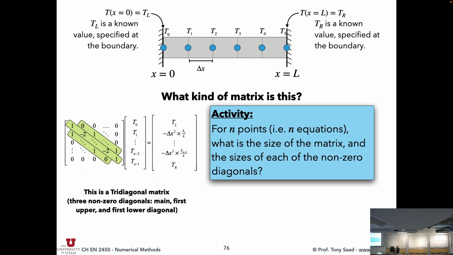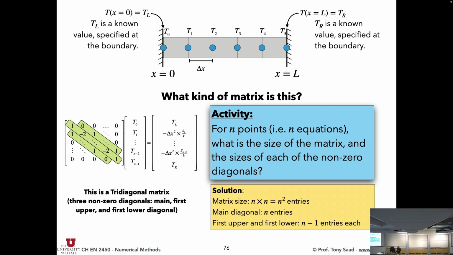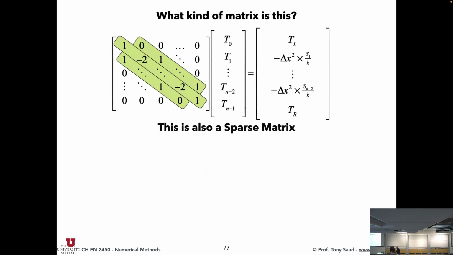Thank you. So, okay, n minus 1. What about the first lower diagonal? N minus 1. Thank you. Okay, all right, so I agree. N squared total entries. These are the number of entries in the matrix. The main diagonal has n entries, first upper has n minus 1, and first lower has n minus 1. Keep that in mind, n squared, n, and n minus 1, because we're going to use it in a few minutes for another activity.